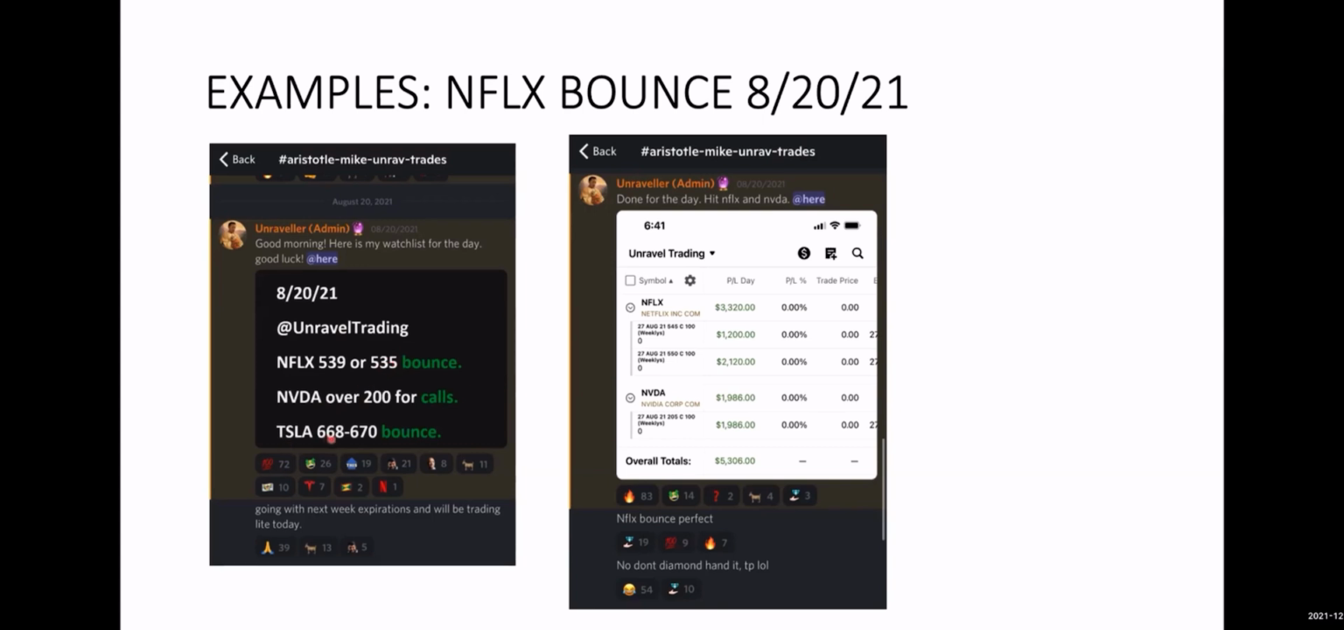If I said Tesla 668 to 670 bounce, I'm expecting a lot of buying pressure there. I think the stock is going to get to that level. If we see slowing momentum and we like what we see, the stock can make a big move after that.